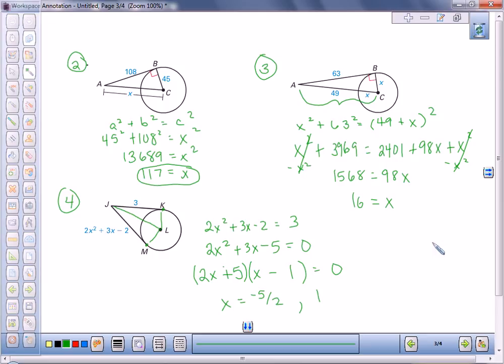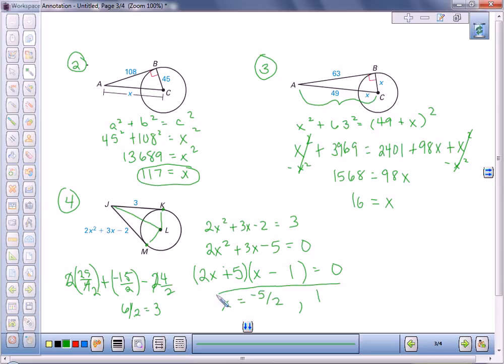So we'll plug that back in, so we get 2 times, when we square it, we're going to get 25 fourths plus negative 15 halves minus 2. So we get 50, this will reduce to 25, so this will make 4 halves. So 25 minus the 19 is 6 halves, which is 3. This is positive. They both work, so those are both solutions to this problem.